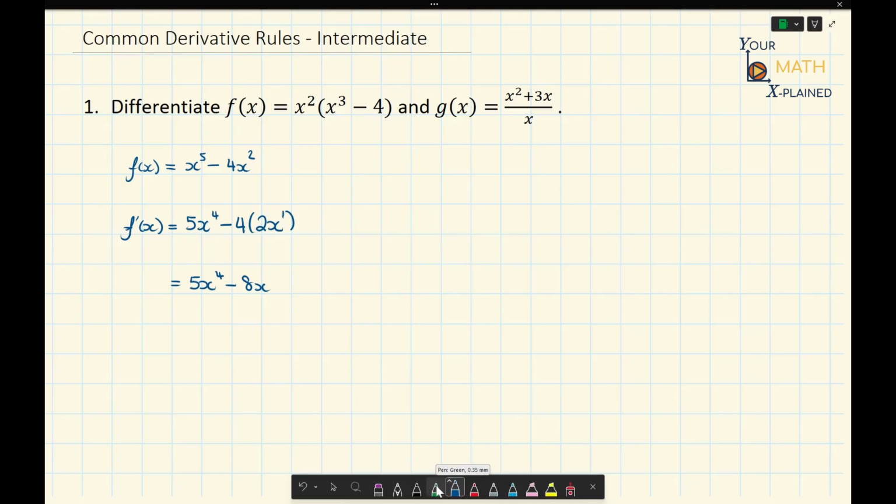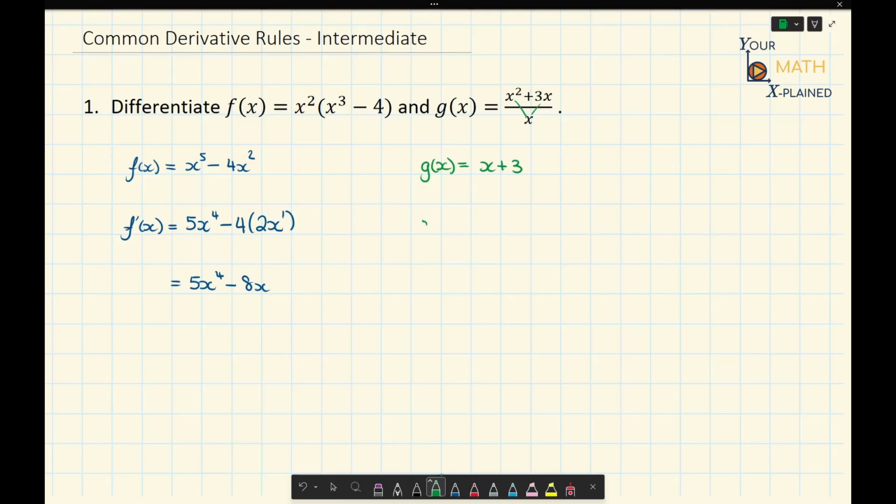Now similarly for g of x, we're going to go ahead and do our division first. So this means g of x is equal to, and since our denominator is just x, we can go ahead and divide each term individually. So we get g of x is equal to x plus 3.